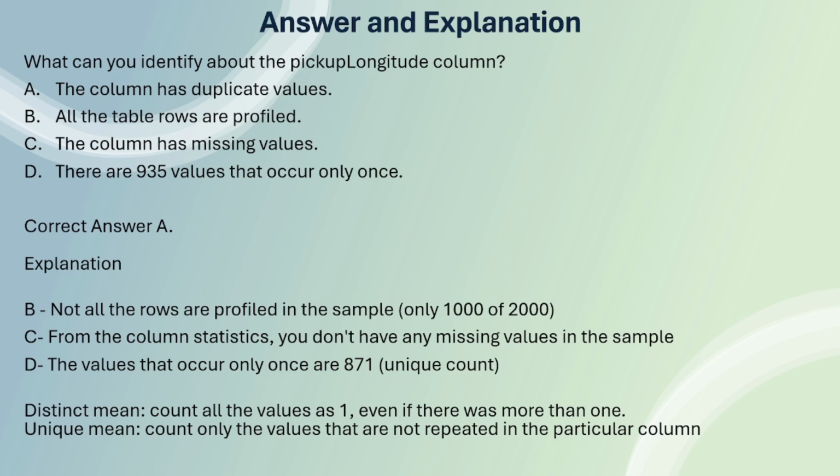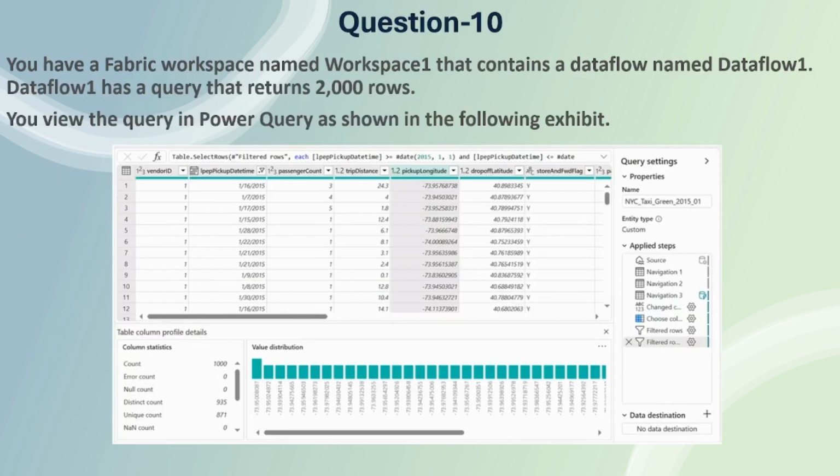Distinct means count all the values as 1, even if there was more than 1, and unique means count only the values which are not repeated in the particular column. So that's all about question 10.